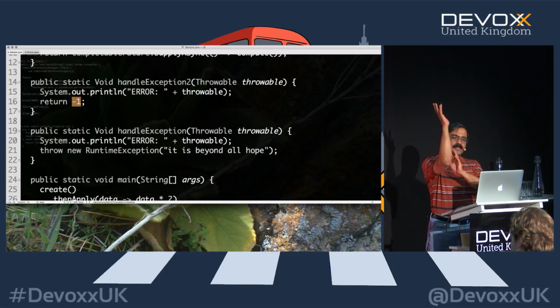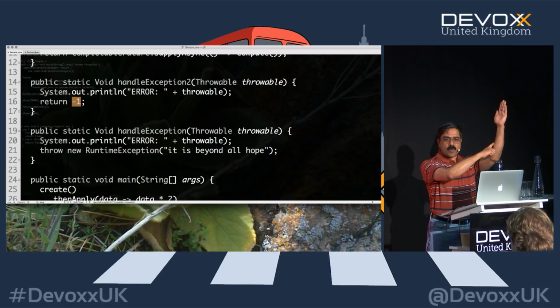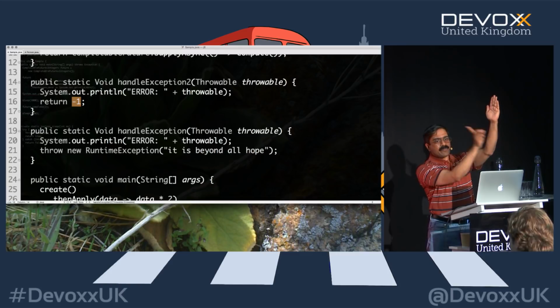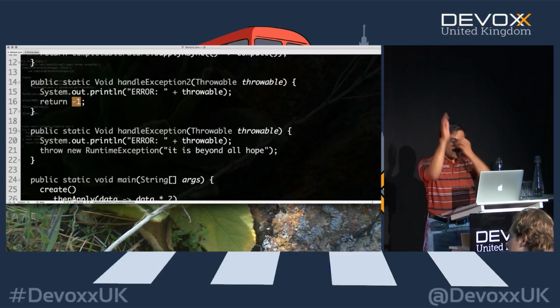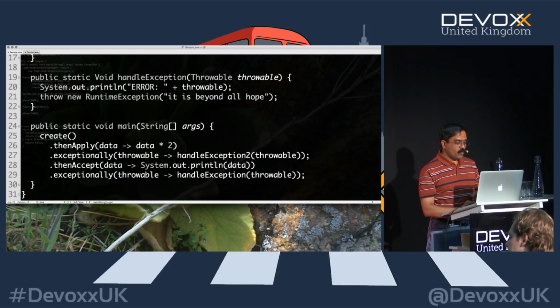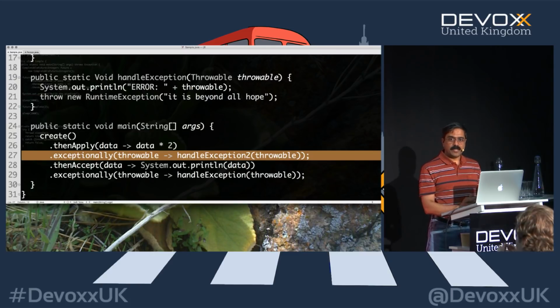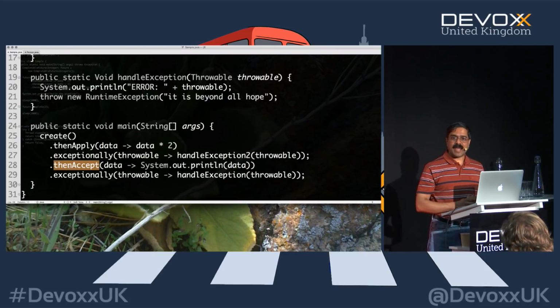Now, you were on the right track. You went to the left track. The left track says, I've recovered, and you're back on the right track. As a result, when you come out of this exceptionally, you're going to go to the nearest then accept at that point, because you have recovered from the error. So that should print out a -1 as an output if everything were to go well. Let's see if that's actually true.